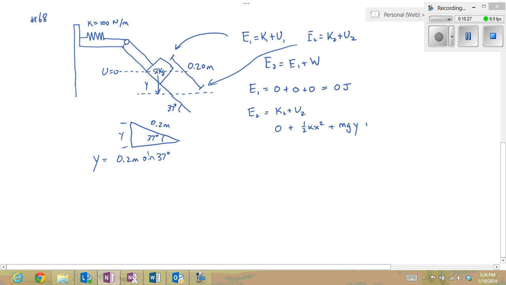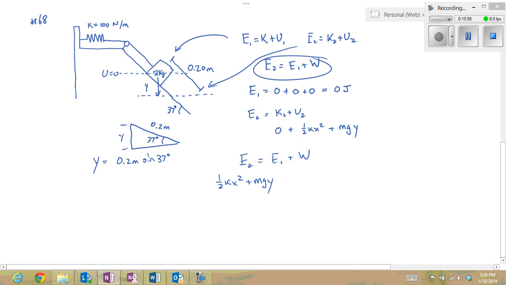Plus any work done. And since this system has friction, it's going to have work. So, oops, I shouldn't really write it there because this is E2 here. I should write it when I use this equation over again. So I can say that E2 is equal to E1 plus work done. So now I can put in what E2 is equal to, 1 half kx squared plus mgy equals 0, coming from here, 0 joules, plus any work done.